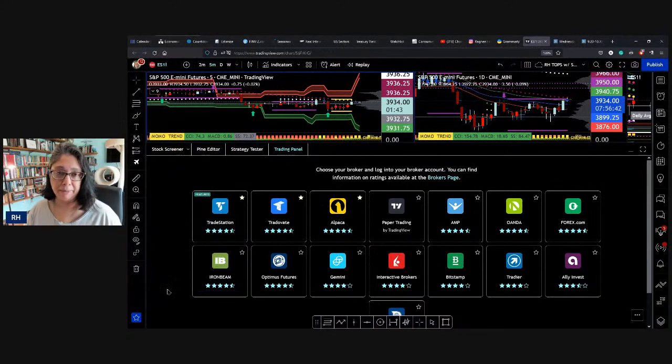TradeStation, I've been with them for many, many years. Tradeovate, a lot of our members love the service. They're both great platforms. I don't have any personal experience with AMP, but a number of members have told me it's solid. But I'd have to say it's really Tradeovate, TradeStation in terms of popularity.